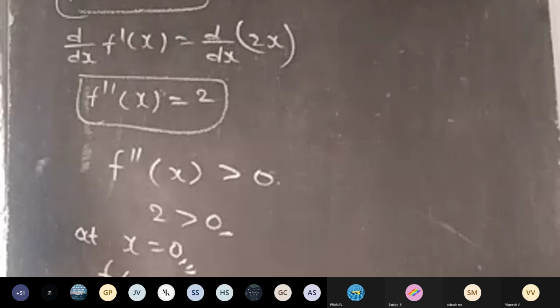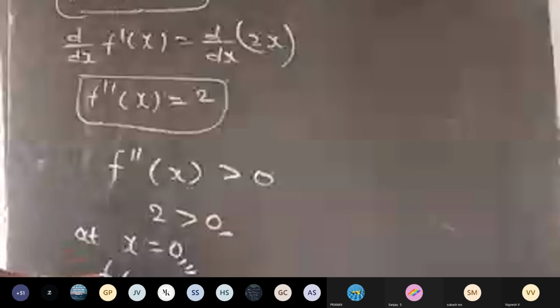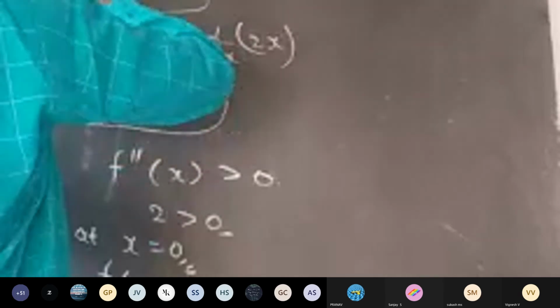Completed. Okay. See, one more problem. If a trigonometric equation is given, how can we find it out? Fourth one, fourth one.